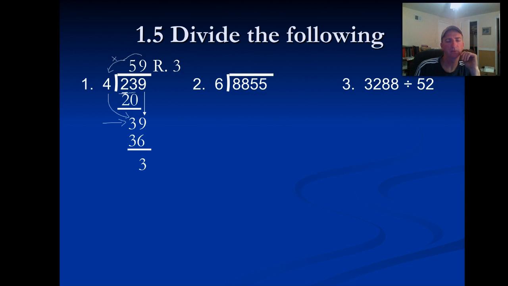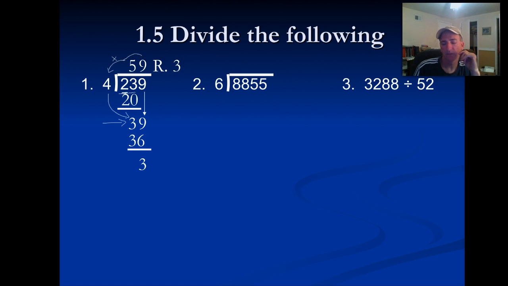Okay, 59 remainder 3. We do the same thing for this. We would say 6 can go in there 1 time. We would go 1 times 6, and we would divide this out. This would be a good time to pause the video and try it yourself, and then come right back and I'll show you the answer.